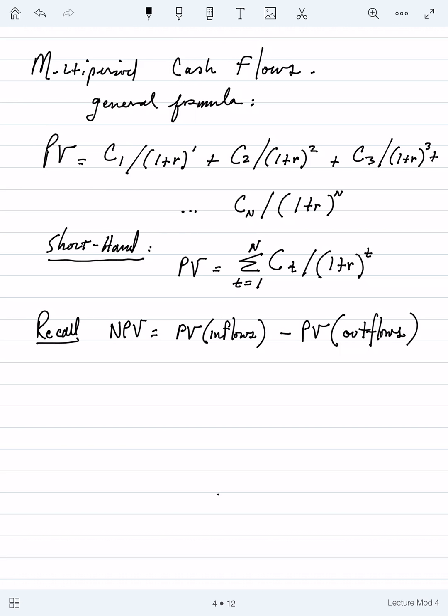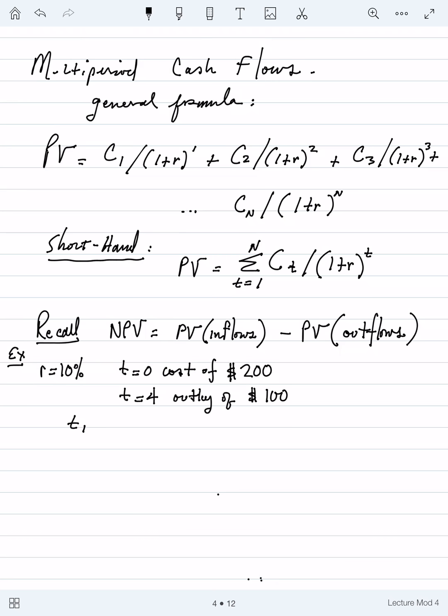So, a special case. Let's imagine that there's a 10% discount rate. It's an example. Let's say that a project costs $200 in time period 0. And let's say it needs to have another outlay of money, maybe something like CapEx expenditures. Let's say it needs an outlay of 100 in time period 4. And let's suppose that the project in time period 1 brings in an inflow of 100. In time period 2, it brings in 200. In time period 3, 75.